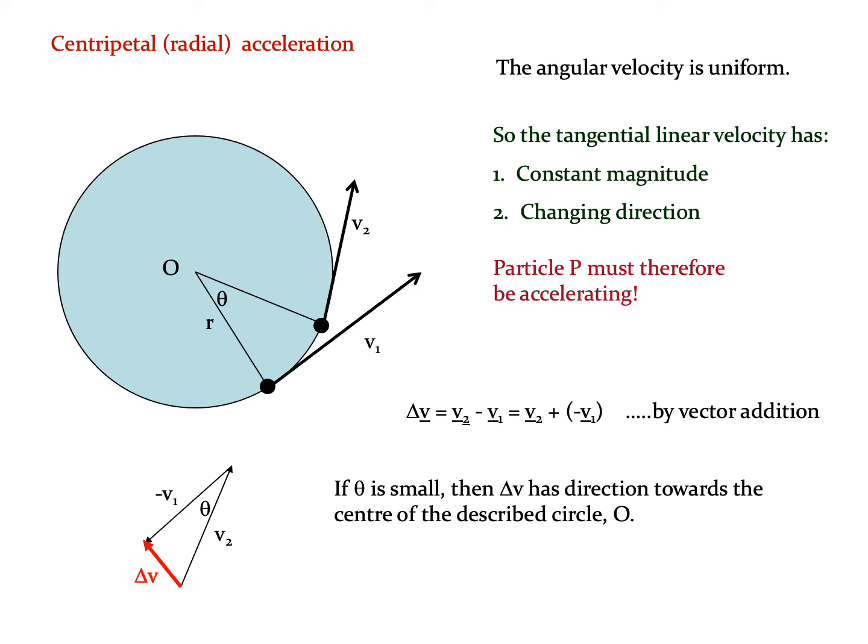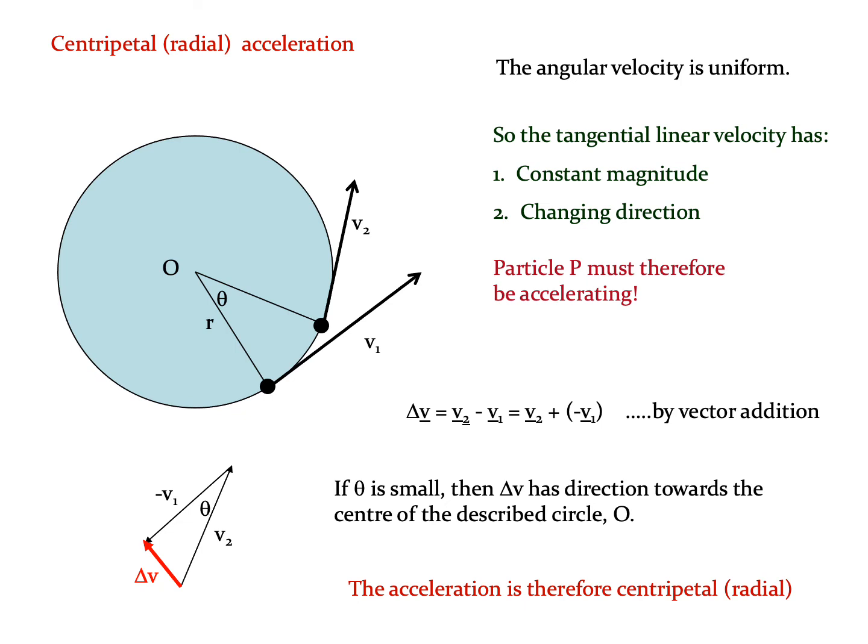Now looking at the vector addition diagram with the red resultant, if I let theta be smaller and smaller, would you accept that delta v tends towards pointing towards the center of the circle? It tends towards being at a right angle to v1 and v2. And a line at right angles like that is pointing along a radius, which means pointing to the center of the circle. So if theta is very small, then delta v has a direction towards the center of the described circle, point O.